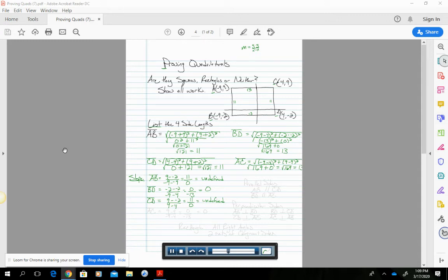And my last one I have to go is from A to C. So from A to C, y minus y, so 9 minus 9 over a negative 9 minus 4. So this again gives me 0 over negative 13, which is just 0. So we go from there.